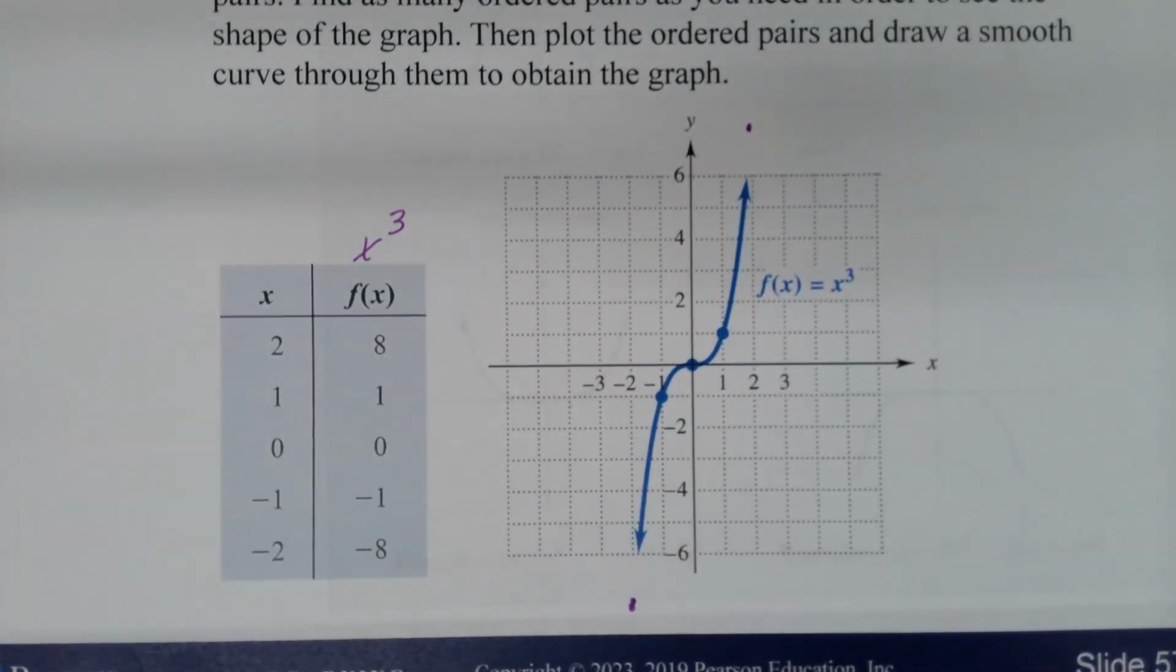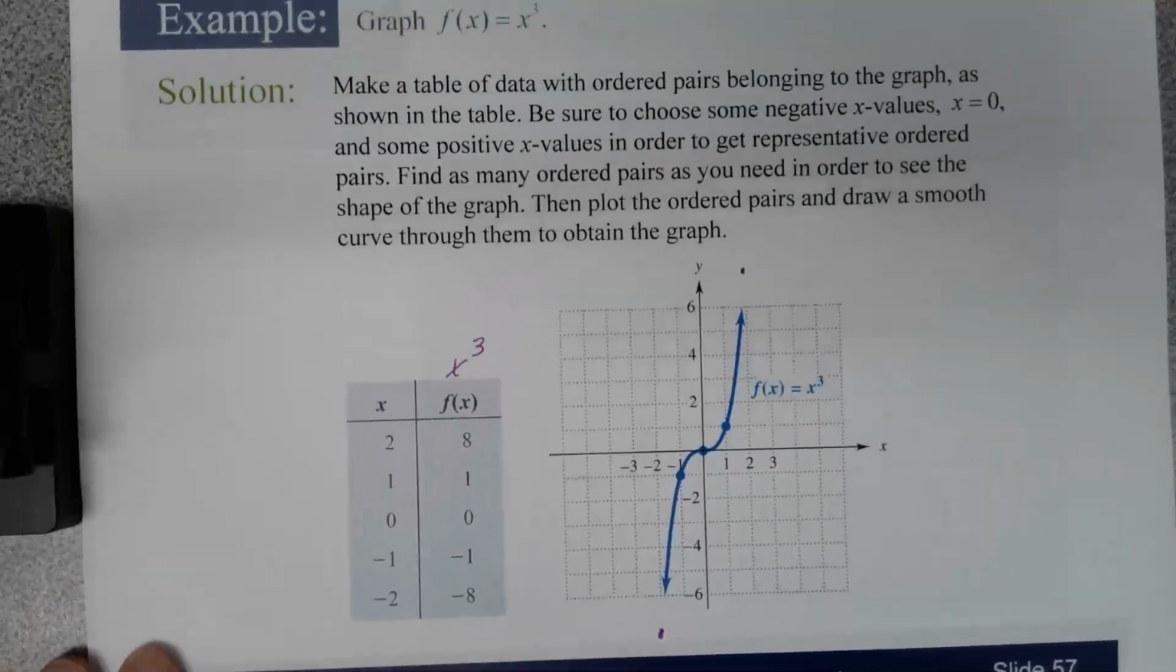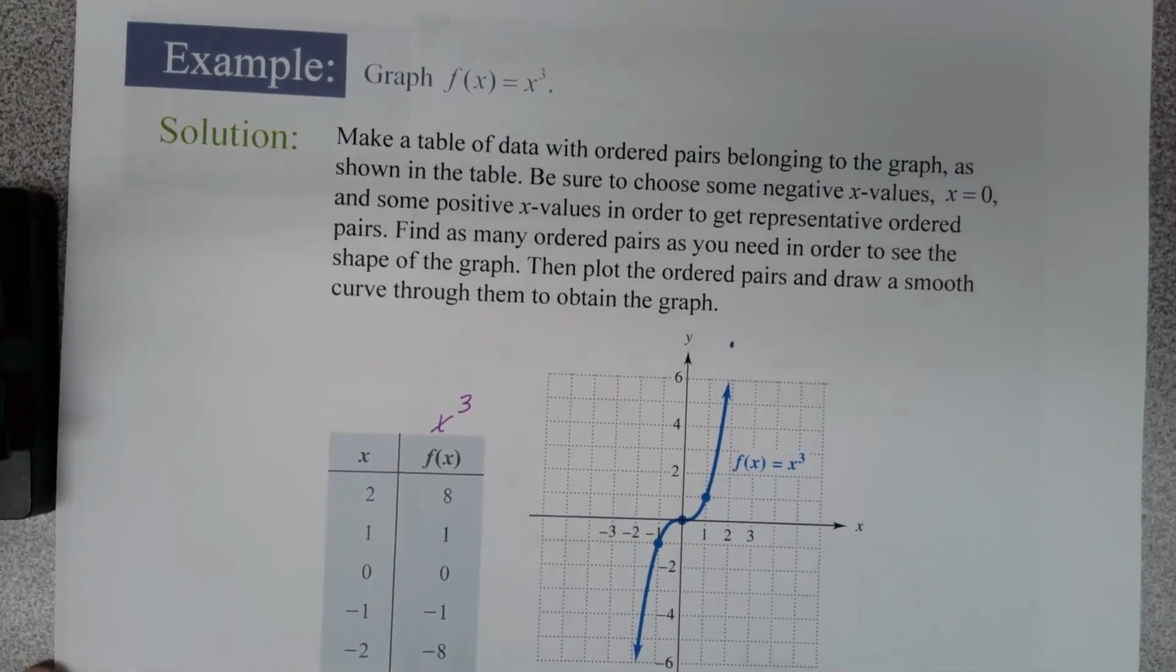And so what you see in here is the parent function for all cubics. And so this is where you can begin to graph a cubic function. What we'll learn is the higher the degree of the polynomial, the more of a chance you have of having more wiggles, more ups and downs in your polynomial. Okay. Any questions on graphing f of x equals x cubed?